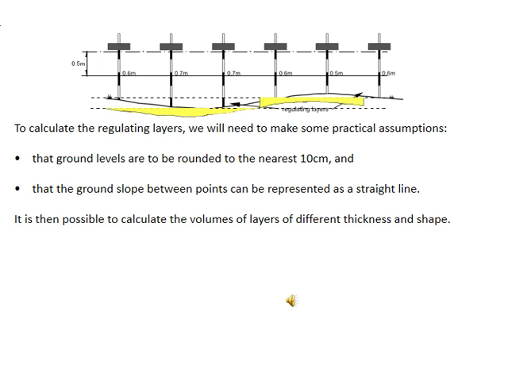So you see it in the diagram, the way to make the construction. To calculate the required layers, we need to make some practical assumptions: that the ground levels are rounded to the nearest 10 centimeter, and that the ground slope between the points can be represented as a straight line. So this is the way we calculate. It is then possible to calculate the volume of the layers of different thickness and shape.